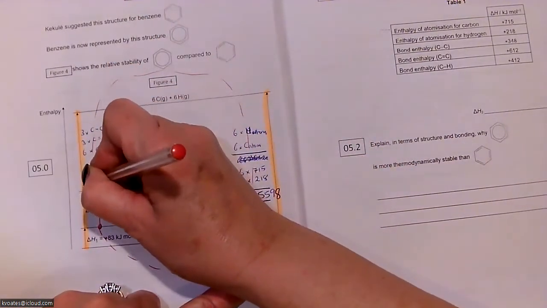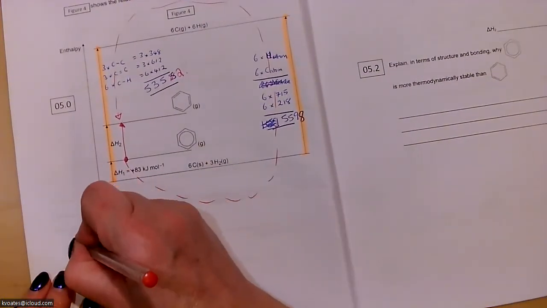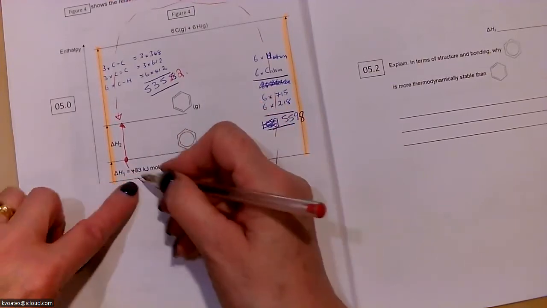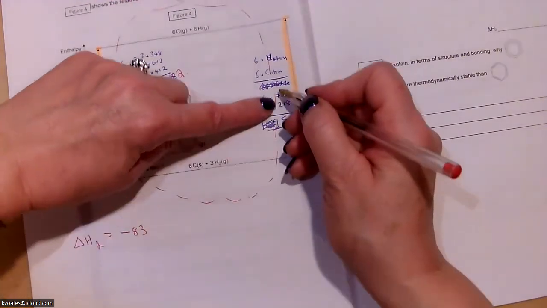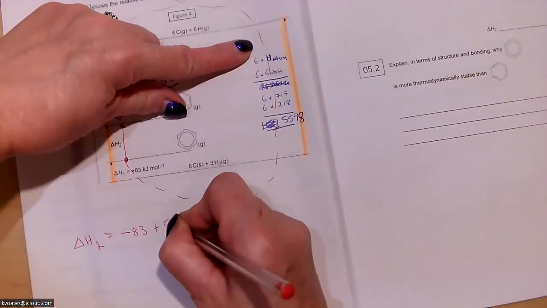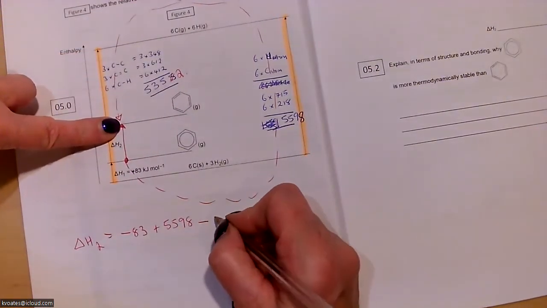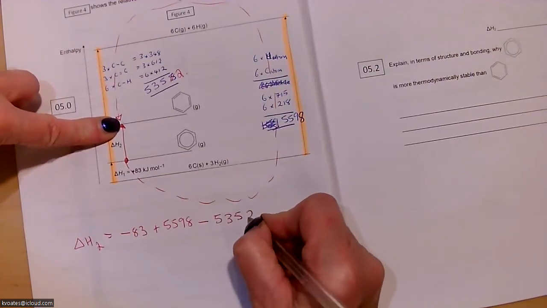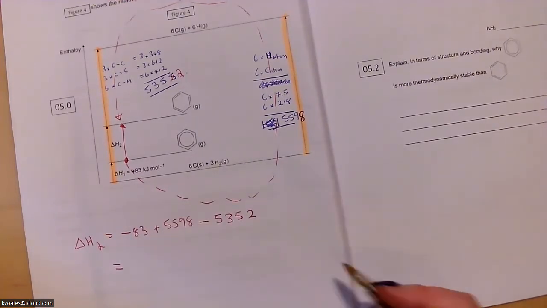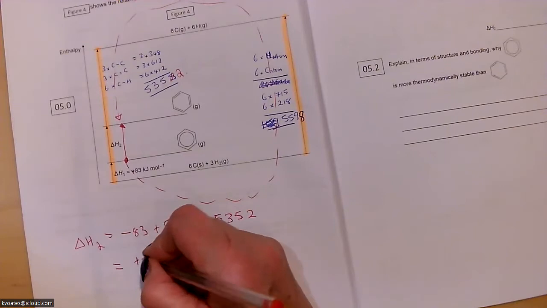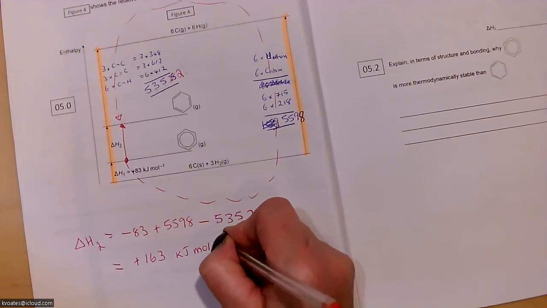The cycle to this position here. So I can write this equation as delta H2 equals, and I'm going against this arrow, so it's minus 83. I'm going with that arrow, so it's plus 5598. I'm going against this arrow, so it's minus 5352, and I'm back to this position here. So when I add them up, it's plus 163 kilojoules mole to the minus 1.